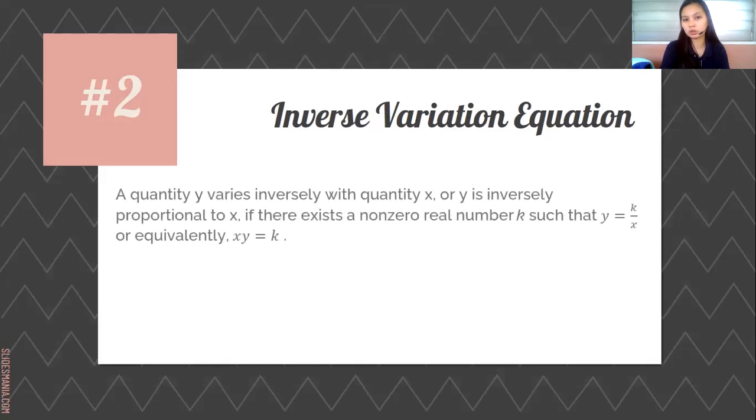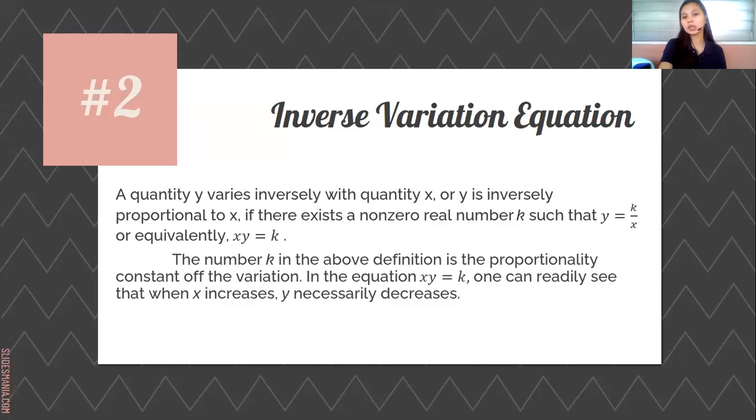Inverse variation equation po. A quantity y varies inversely with quantity x, or y is inversely proportional to x, if there exists a non-zero real number k such that y equals k over x, or equivalently xy equals k po. So the number k in the above definition is the proportionality constant of the variation. In the equation xy equals k, one can readily see that when x increases, y necessarily decreases. So 'di ba familiar na po ito sa inyo. Ito. Nag-iba lang yung itsura niya, tama?